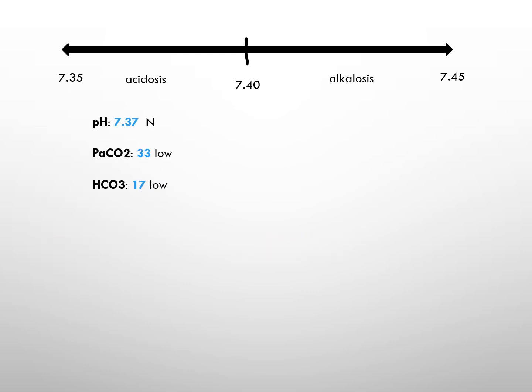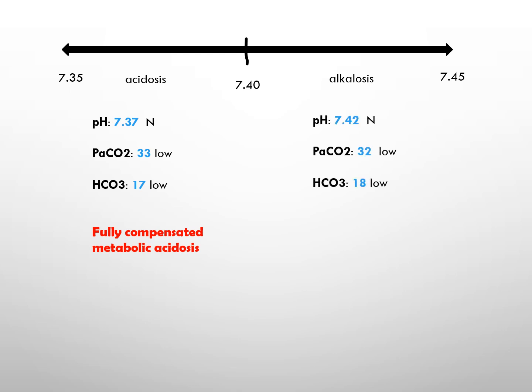In this example, pH is 7.37, which is normal. Carbon dioxide is 33, which is low, and bicarbonate is 17, which is also low. And it is fully compensated metabolic acidosis, meaning it reduces carbon dioxide to make the blood more alkalotic, pushing the pH higher, but it is still remaining on the acidotic side.